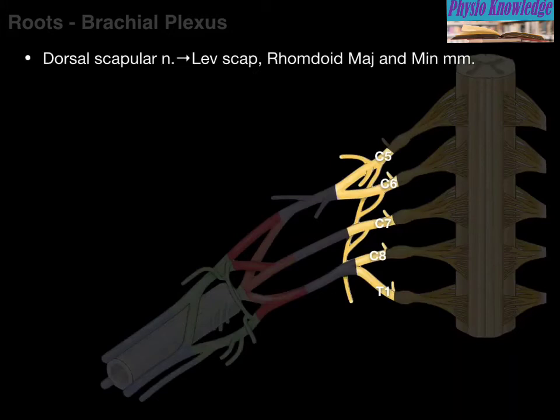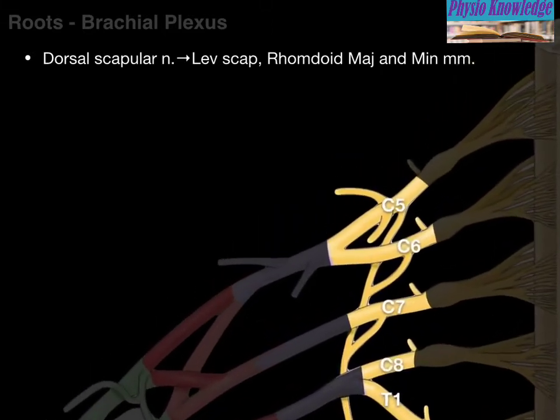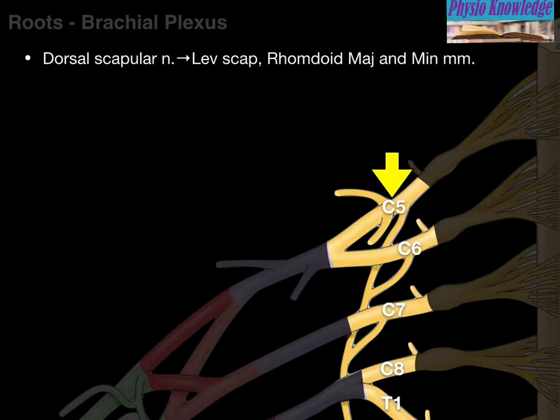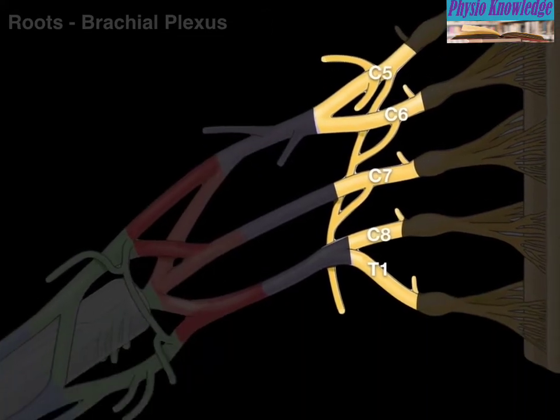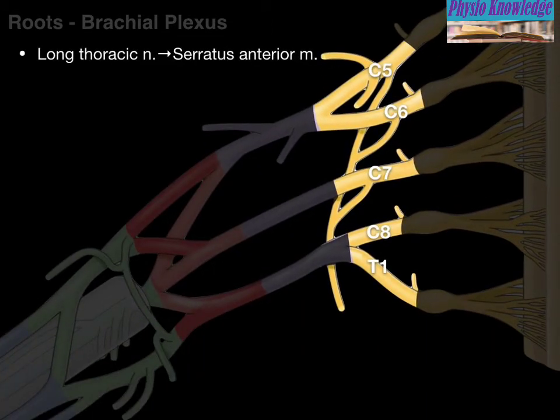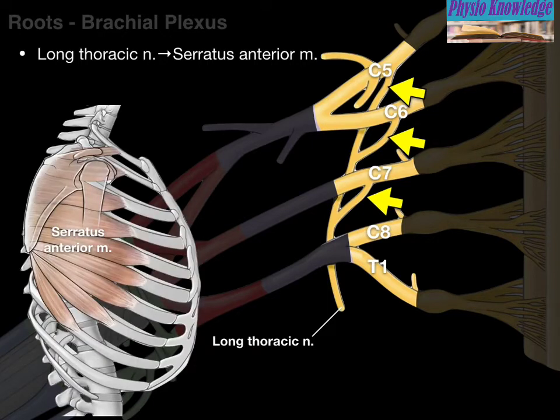Some of the branches off the roots include one called the dorsal scapular nerve that innervates levator scapulae and rhomboid muscles. There is the C5 root, and there is the dorsal scapular nerve coming from the C5 root, and it innervates our levator scapulae, rhomboideus minor, and rhomboideus major muscles. Another branch is the long thoracic nerve that innervates our serratus anterior. There are contributions from the C5, C6, and C7 roots that make our long thoracic nerve, which descends superficial to the serratus anterior and innervates it.